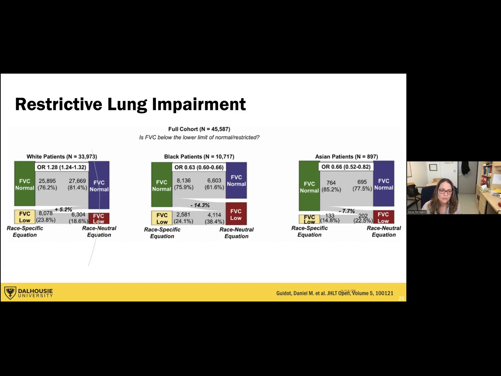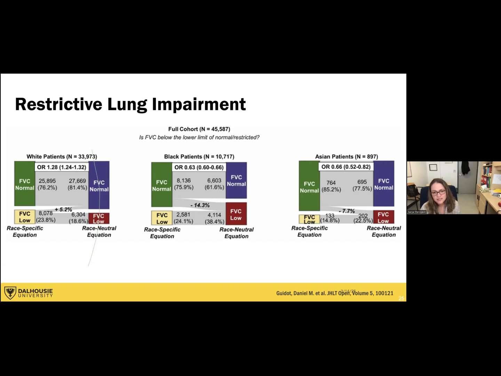So we will have more Black individuals with lower FVC values, and fewer white individuals with lower FVC values. Now, remember that in spirometry, we don't use spirometry to diagnose restrictive lung disease like IPF or other restrictive conditions. This only gives us a clue that the lungs are small.